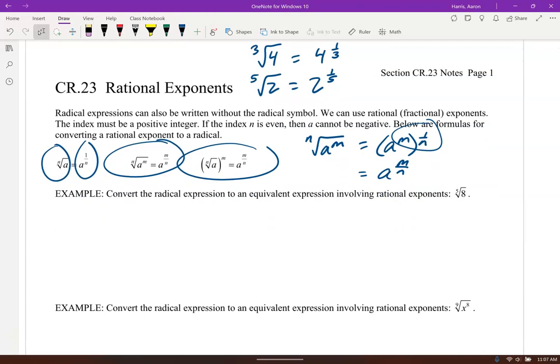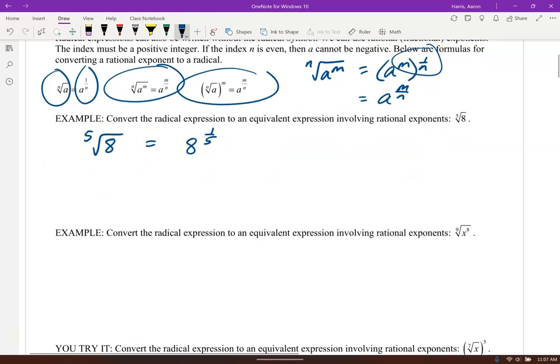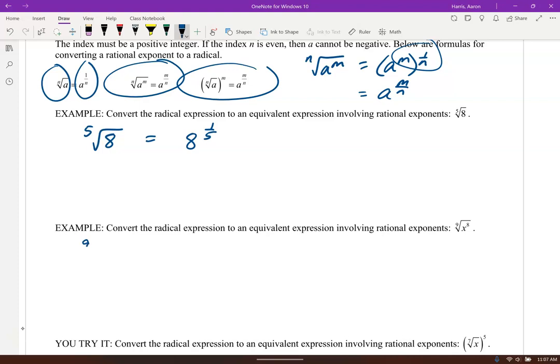So let's take a look at the fifth root of 8, and it says convert this radical to an expression involving rational exponents. So this would just be 8 to the 1/5. The ninth root of x to the 8th would just be x to the 8th to the 1/9, and then that's a power of a power, so you can go ahead and multiply 8 times 1, the numerators and the denominators, so x to the 8/9.